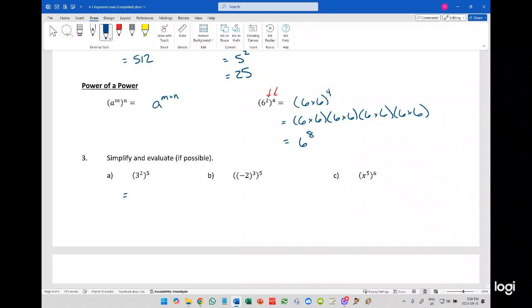So the first one is 3 to the power of 10. Again, that's going to be a fairly big number, but what the heck? Let's throw that in the calculator, see what it does. Yeah, we have 59,049.